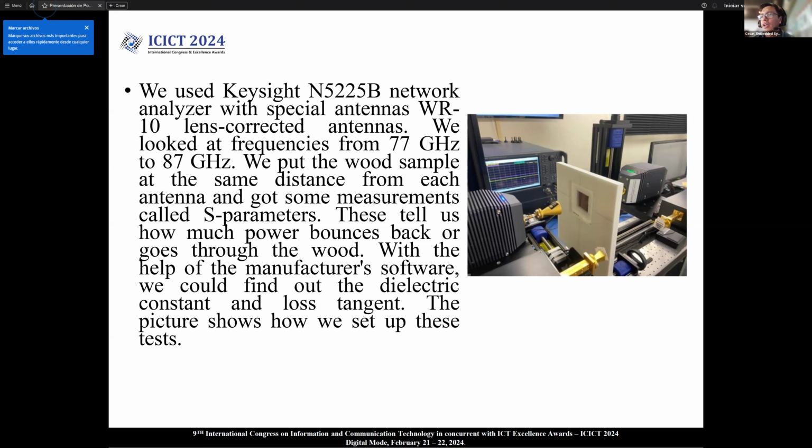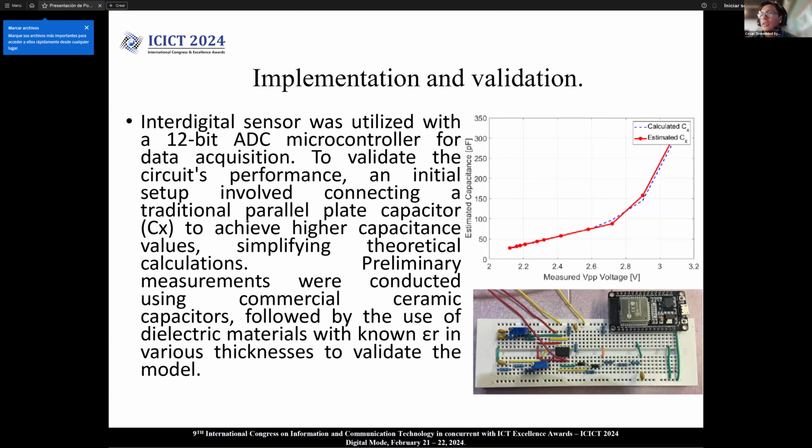With the help of the manufacturer's software, we could find out the electric constant and loss tangent. The picture shows us how this setup was. Implementation and validation. For this project, we make a basic circuit and we use an interdigital sensor, and a basic microcontroller with 12 bits of resolution in the ADC converter for the data acquisition. To validate the circuit and its performance, the initial setup involves connecting a traditional plate of capacitors to achieve high capacitance values.